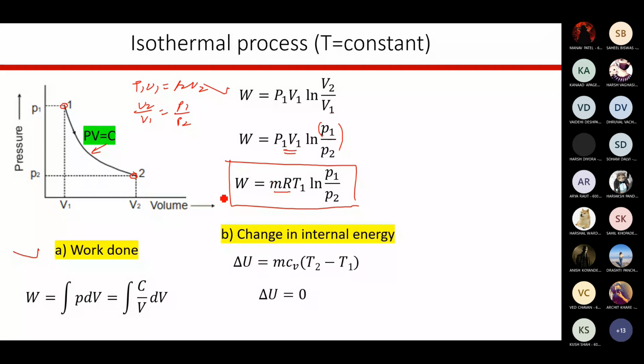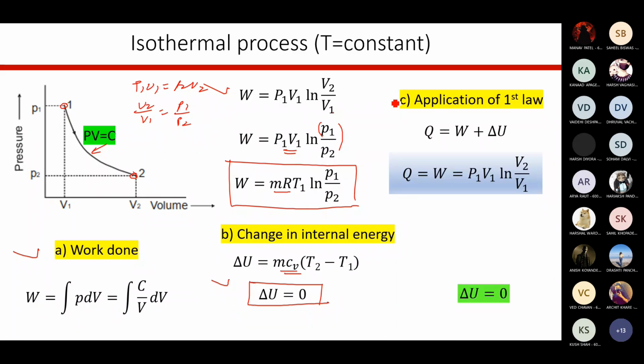Write down the expression for the change in internal energy. So we know the delta U, the change in internal energy, is nothing but the heat supplied, mCv dT at constant volume. So I am just rewriting this expression. And as there is no change in temperature, it's an isothermal process, the temperature will remain the same. So this delta T is 0, so I can write delta U is equal to 0. There is no change in internal energy in case of an isothermal process. So this is part B.